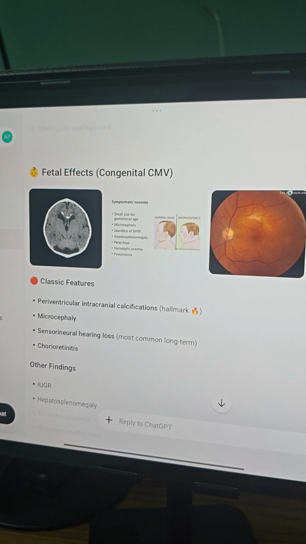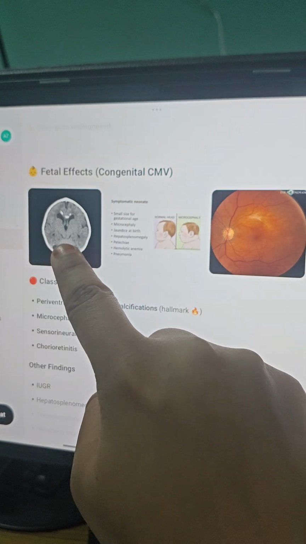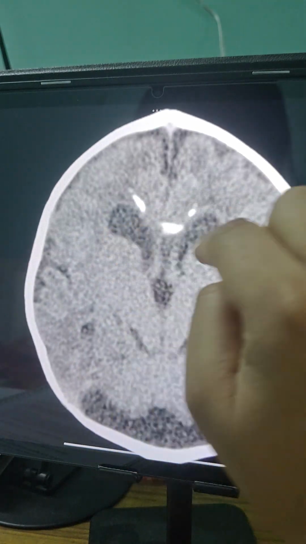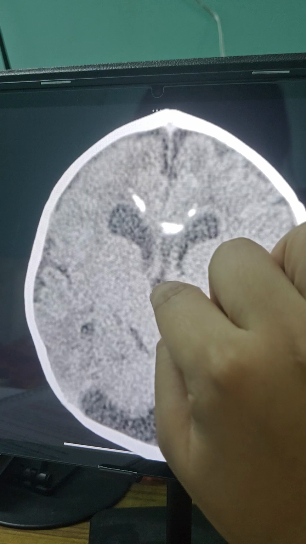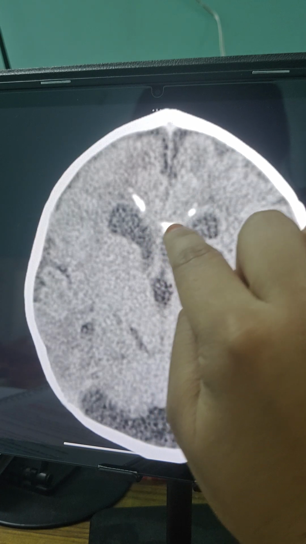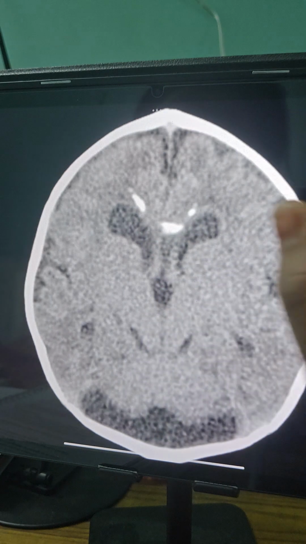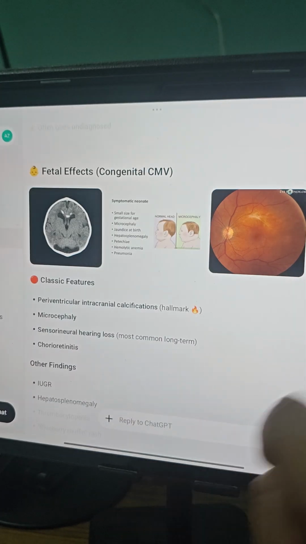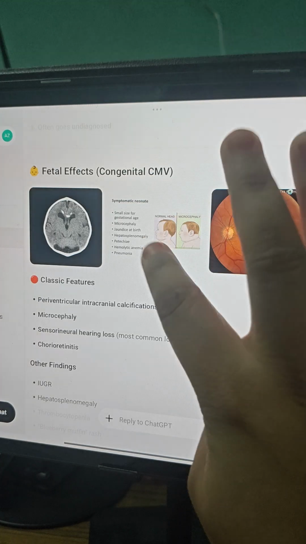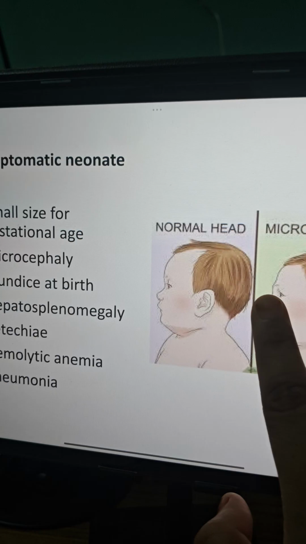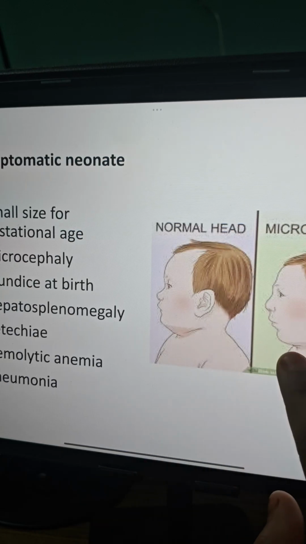Now, coming to fetal effects. So can you see here? These are the lateral ventricles and these are going down, and the periphery of these ventricles has certain calcifications. So this is periventricular calcification seen in cytomegalovirus infection. It is the hallmark of the infection. Now this is the normal head of the baby. Can you see this? The head is reduced.